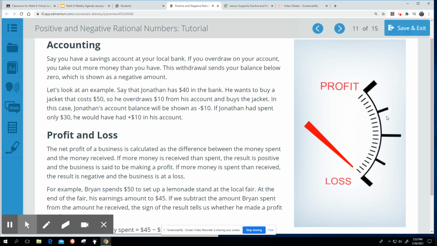Say that Jonathan has $40 in the bank. He wants to buy a jacket that costs $50. So he overdraws $10 from his account and buys the jacket. In this case, Jonathan's account balance will be shown as negative $10. If Jonathan had spent only $30, he would have had positive $10 in his account.